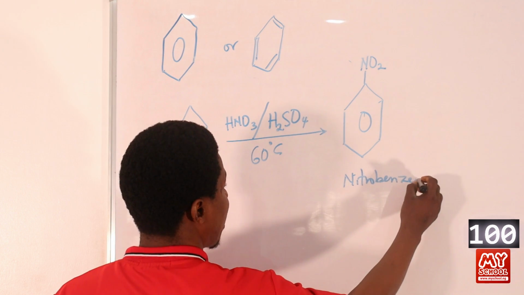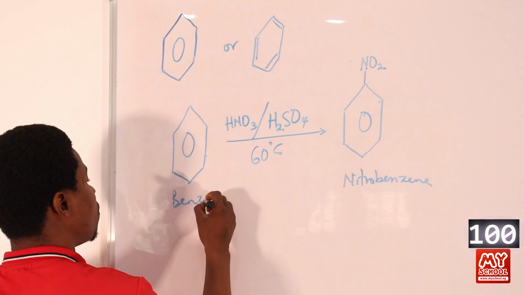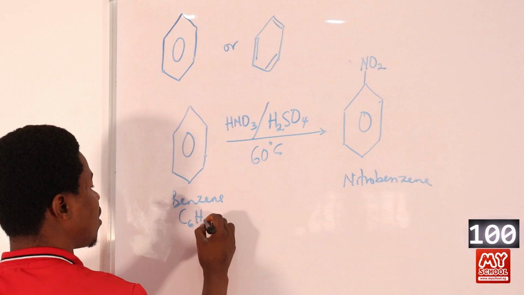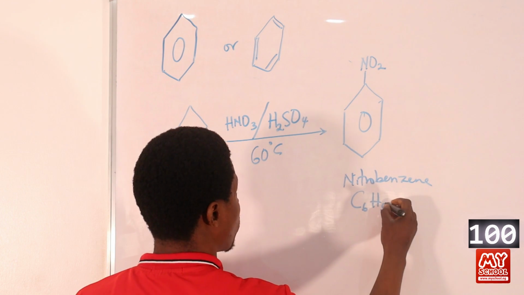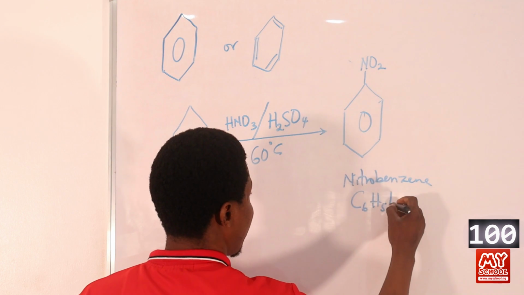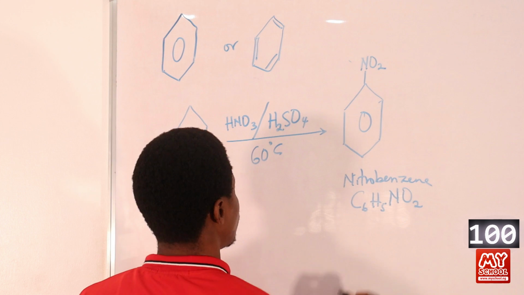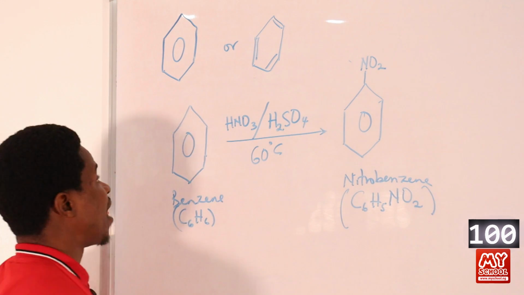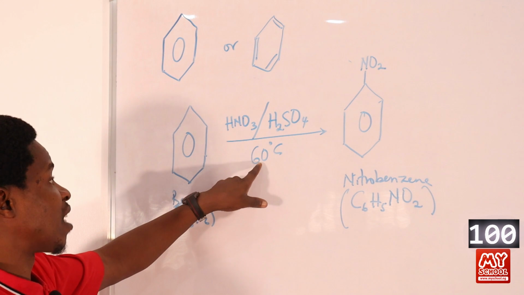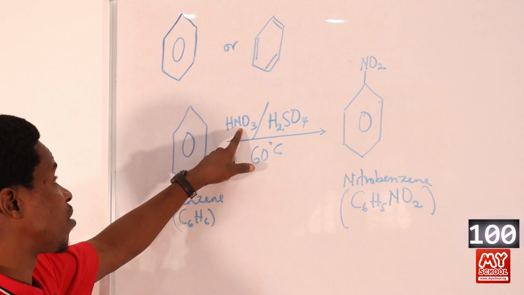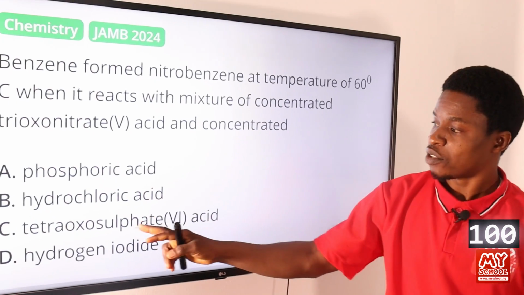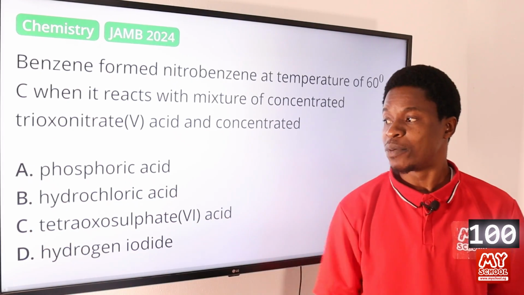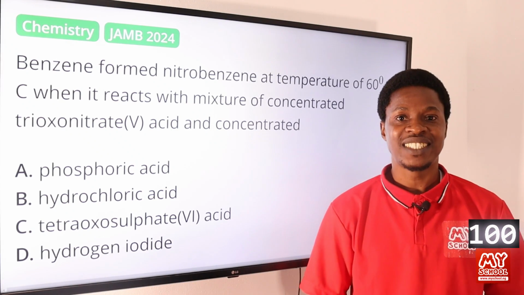That's very important. We have a benzene here reacting. Don't forget your benzene is C6H6, okay? Then reacting to form nitrobenzene. So nitrobenzene is going to be C6H5NO2 because one hydrogen has been replaced by this NO2. So this is the formula for nitrobenzene. This reaction will take place at a temperature of 60 degrees, on the condition that nitric acid reacts with sulfuric acid for us to have nitrobenzene. So let's move on to the screen. The options include sulfuric acid, that is tetraoxosulfate 6 acid. So the correct answer is option C, tetraoxosulfate 6 acid.